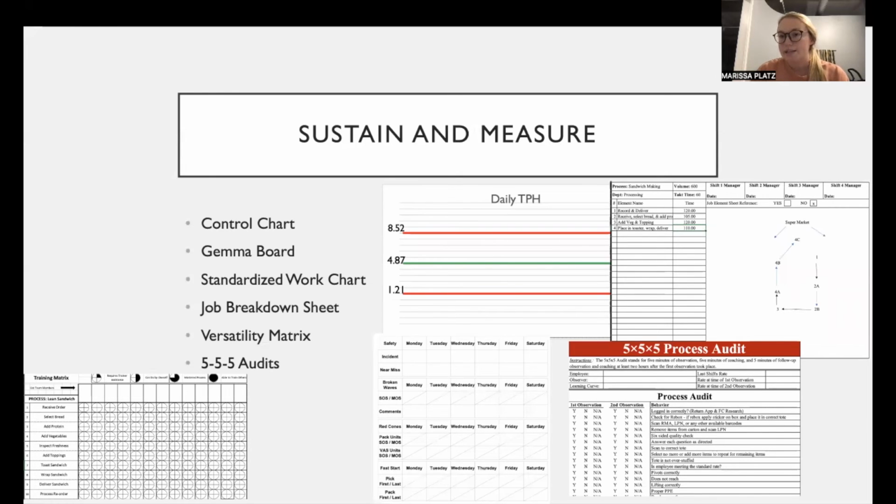When we're looking at sustaining and measuring this new process, we're going to use some different tables, such as the control chart shown here, the gamma board, standardized work chart, job breakdown sheet, versatility matrix, and 5S audits. All of these are not filled out yet because we haven't started and we don't really know what our limits will be. But as you can see, these are the different things that we'll use to measure how our employees are doing.